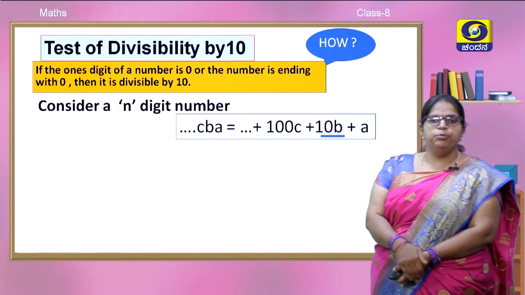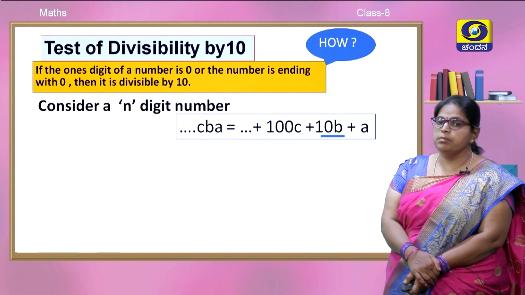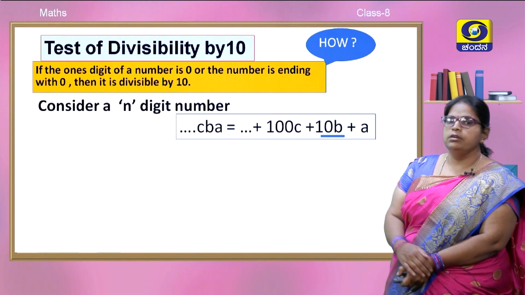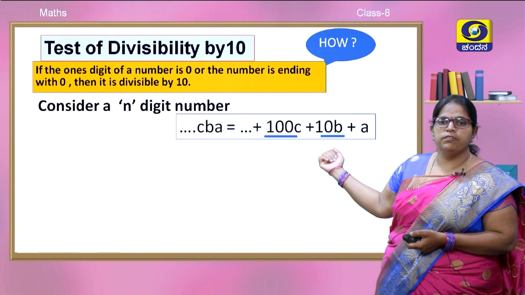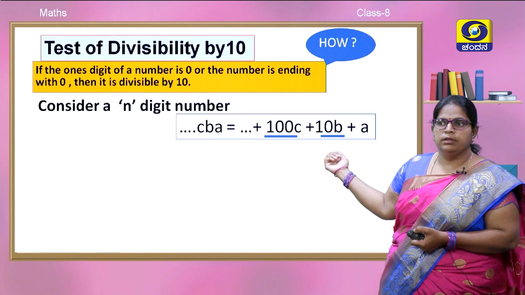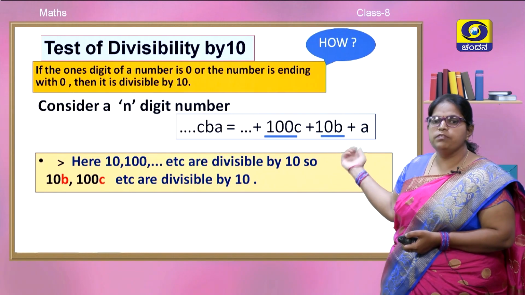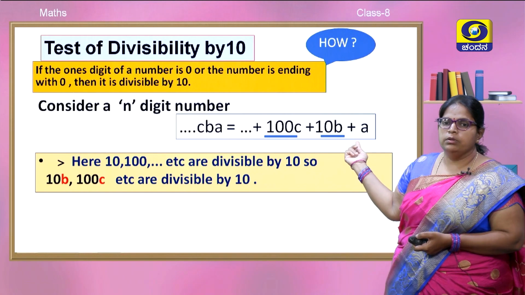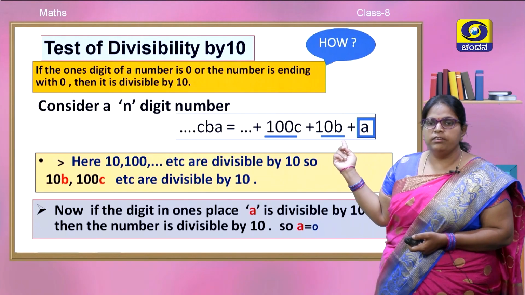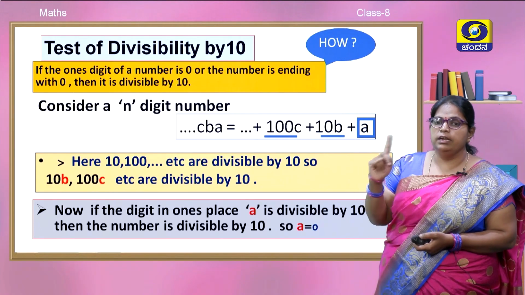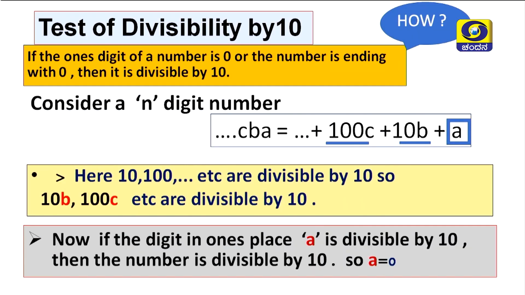Now, for the number to be divisible by 10, all the terms of the expanded form must be divisible by 10. Here, you can see 10, 100 are the multiples of 10, therefore divisible by 10. Similarly, 10B and 100C are also divisible by 10. Now, the remaining term is A. A is divisible by 10 only if it is equal to 0. Hence, the divisibility by 10.